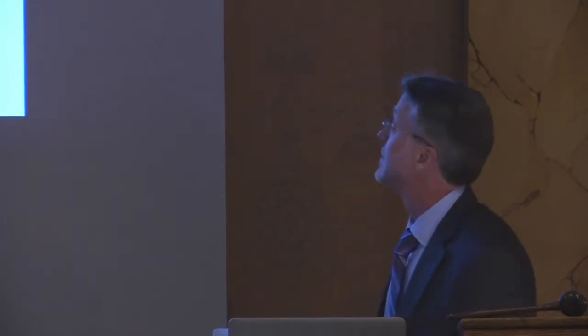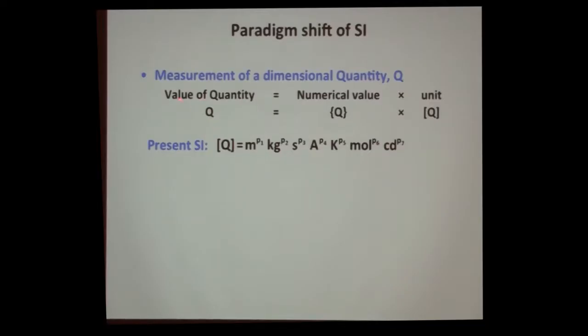So let me try to specify. You have something you're going to measure, a quantity Q. That quantity is some numerical value times the unit in the present SI. You can express that unit as powers of the meter, kilogram, second, ampere, kelvin, etc. In the new SI, the unit of that quantity is analogous, except you have the constants in here raised to different powers. The constants have dimensions, so you just have different powers for the constants.